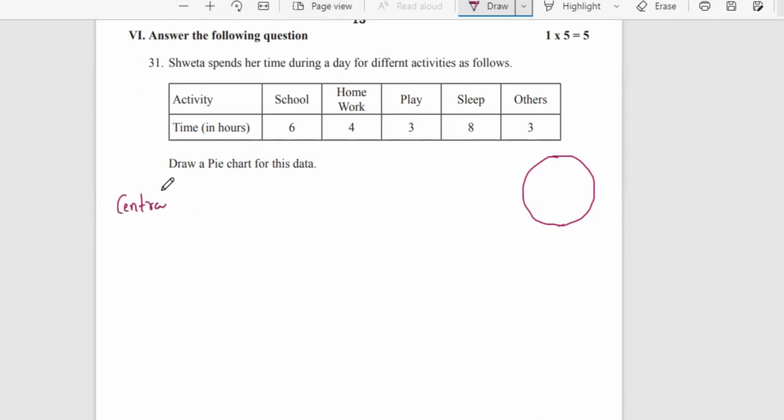Central angle for school activity. So what is the time taken to perform the school activity? That is 6 divided by total. We have to find out what will be the total now. 6 plus 4 will give the value as 10. 10 plus 3 will give the value as 13. 13 plus 8 will give the value as 21. 21 plus 3 will give the value as 24. The total hours is 24.